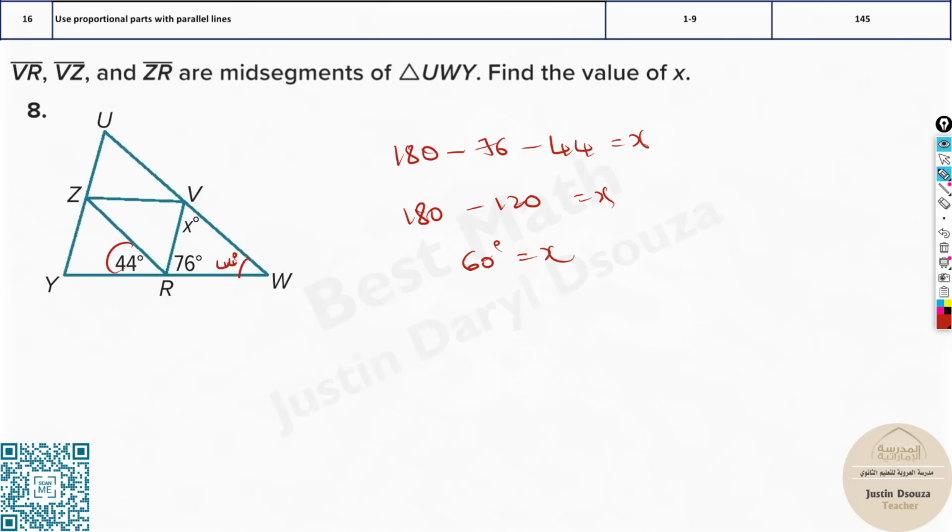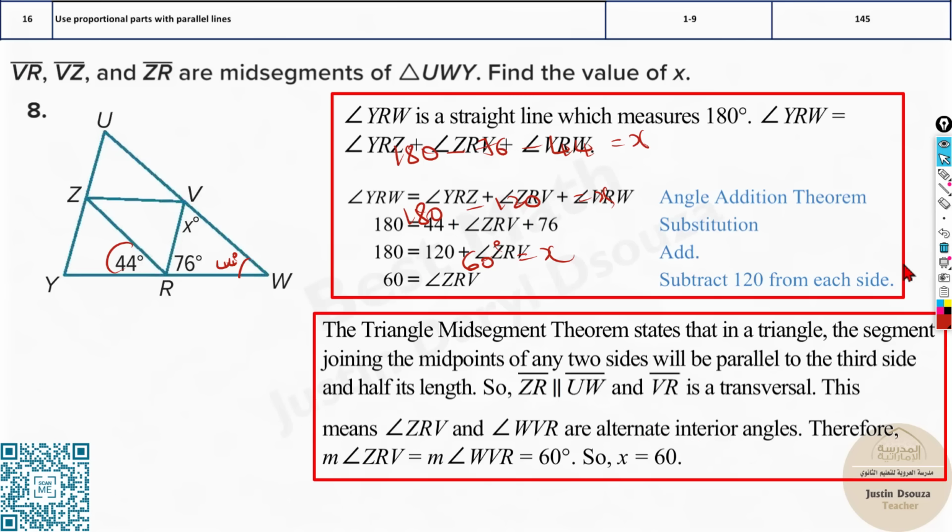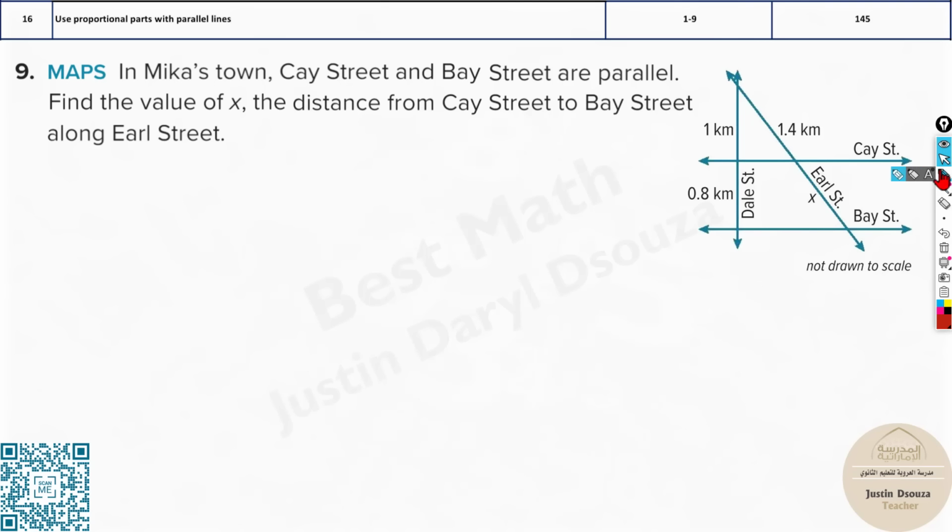So that's it. You can just use a calculator and find it out easily. Answer is 60. And then over here we have again a similar problem which we had before. Parallel lines are given. Let's read over here in maps. In Mika's town, K Street and Bay Street are parallel. So K Street and Bay Street, they are parallel lines. Find the value of x, the distance from K Street to Bay Street along Earl Street. X is along the Earl Street, that's given over here.